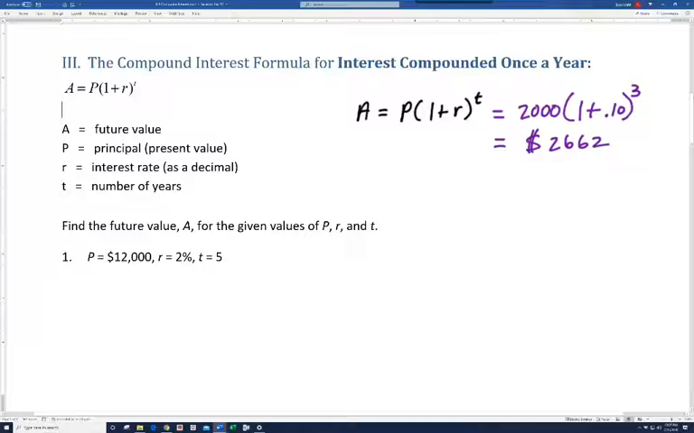All right, I would encourage you to go ahead and try number 1 here. It's just a matter of writing the formula and then plugging the numbers in, and then you've just got to make sure you can get the answer correct on your calculator.